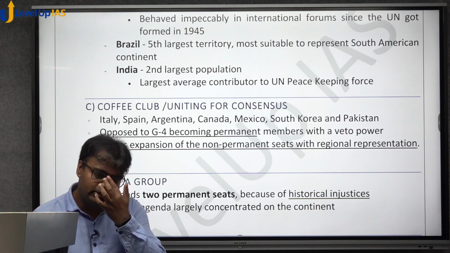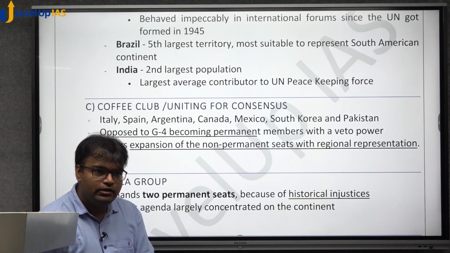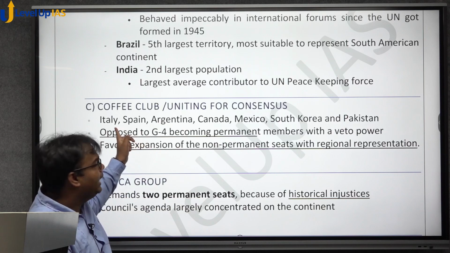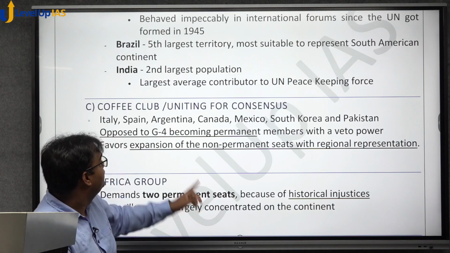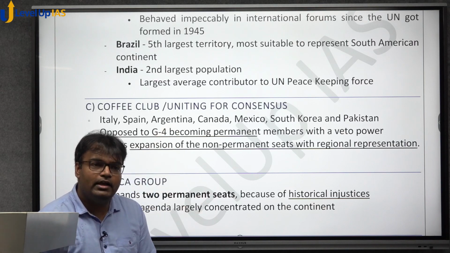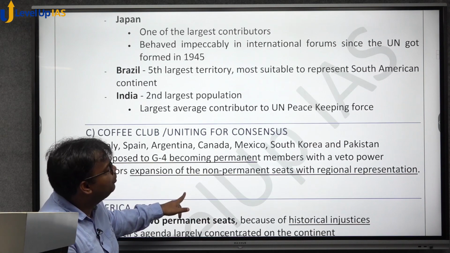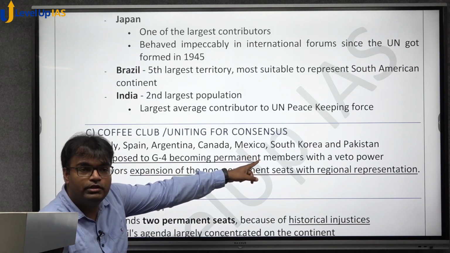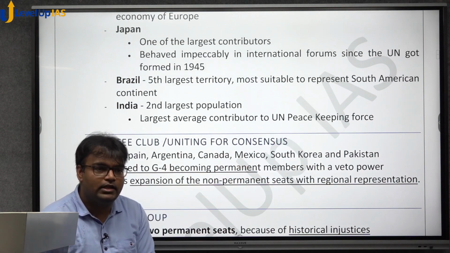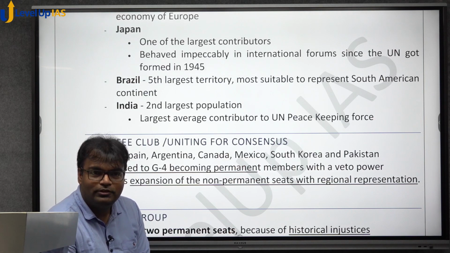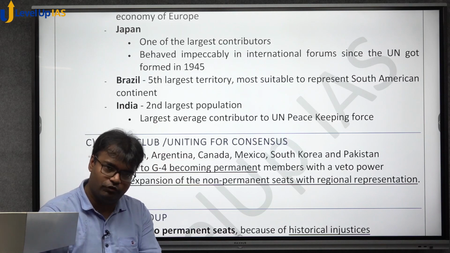This Coffee Club is especially significant because it's opposing G4, as you would see that the membership here, Italy, Spain, they would not want Germany to get P5 permanent membership there. Argentina, it is an important player of South America. It would not want Brazil to get permanent membership. Canada, Mexico, South Korea, if you go to Japan, South Korea would be opposing Japan there. From East Asia, it would not want it to get permanent membership. And Pakistan, I do not need to talk about. So these are some countries of Coffee Club or Uniting for Consensus who want different kinds of reforms.